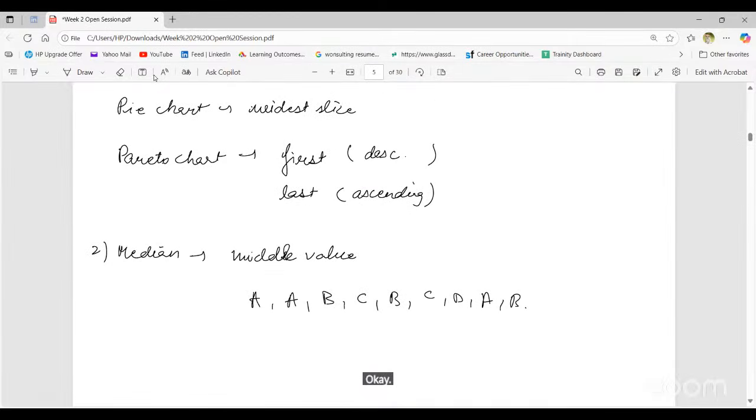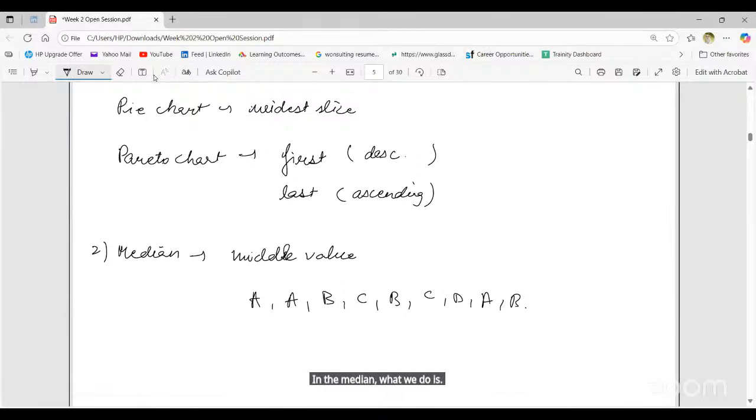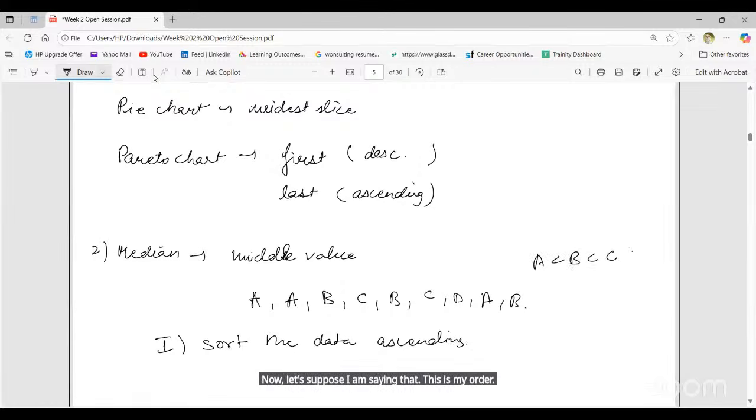Now, what is a median? Median is the middle value which is dividing the data set. The first thing in the median is we sort the data in ascending order. Let's suppose my order is A, B, C, and D. So this will be A, A, A, again B, B, B 3 times, then C 2 times, then D. Correct?